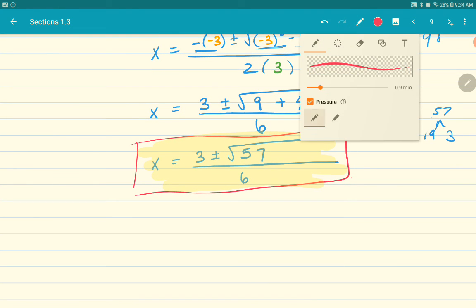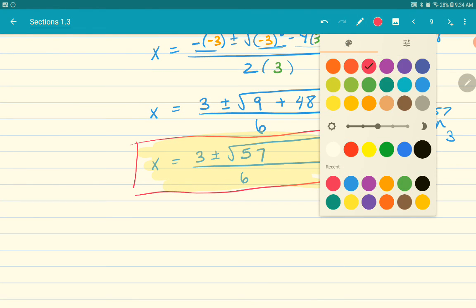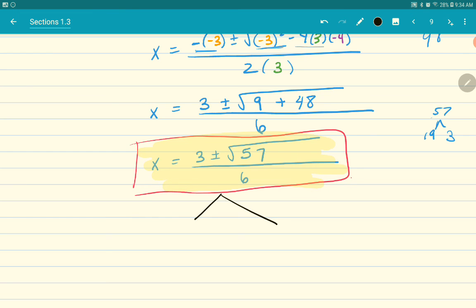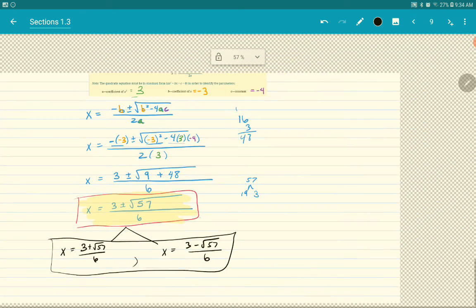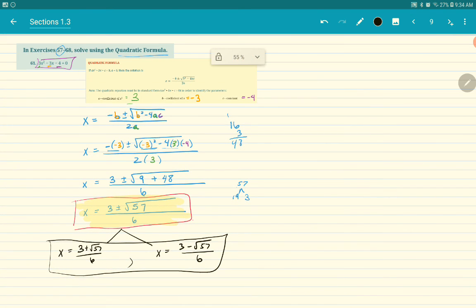I will still split it up for understanding, making sure that we know that this is actually two solutions. One of them is x equals 3 plus radical 57 over 6, and one is x equals 3 minus radical 57 over 6. But again, we cannot simplify those any further. So even splitting it up, it still looks like that. All right, that's as simplified as it gets, and that is number 61.